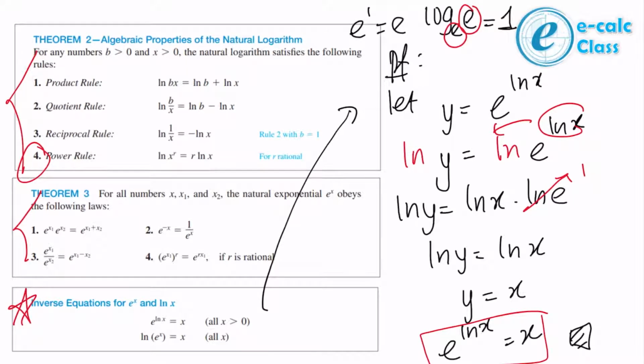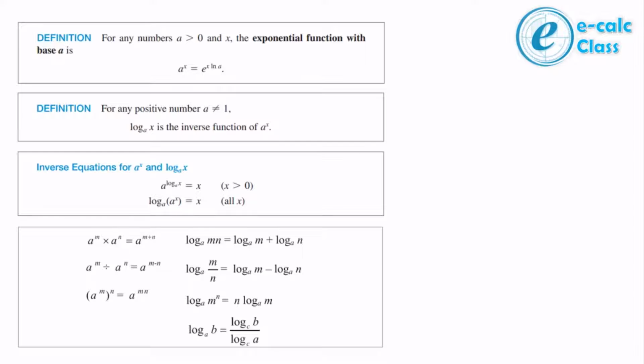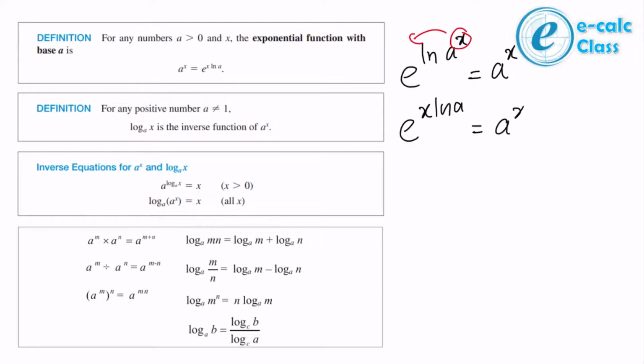It's very, very useful. So similarly, ln of e to the x equals x. Then of course, what happens if we have other bases other than the natural base e? So actually it's exactly the same. Like from just now, e to the ln ax equals ax, right? You just bring down the power, then you get e to the x ln a equals a to the x, which is what we have here.